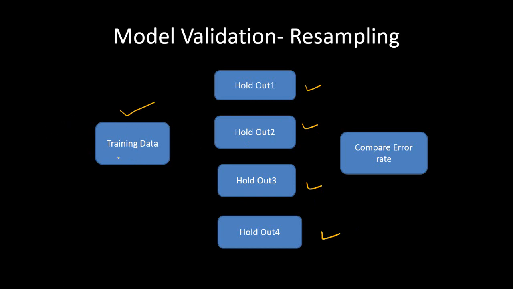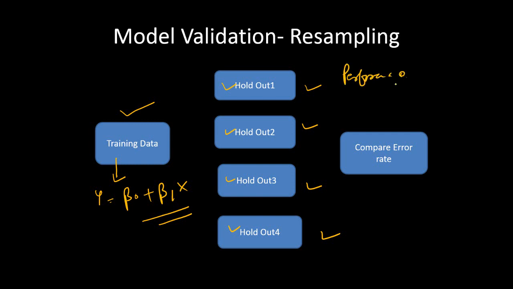And the moment the model is ready from the training data set, you try to use this model to predict the target variable in all the holdout samples, right? And see how the model statistics are changing, how the performance of the model is. So what do we mean by the performance of the model?